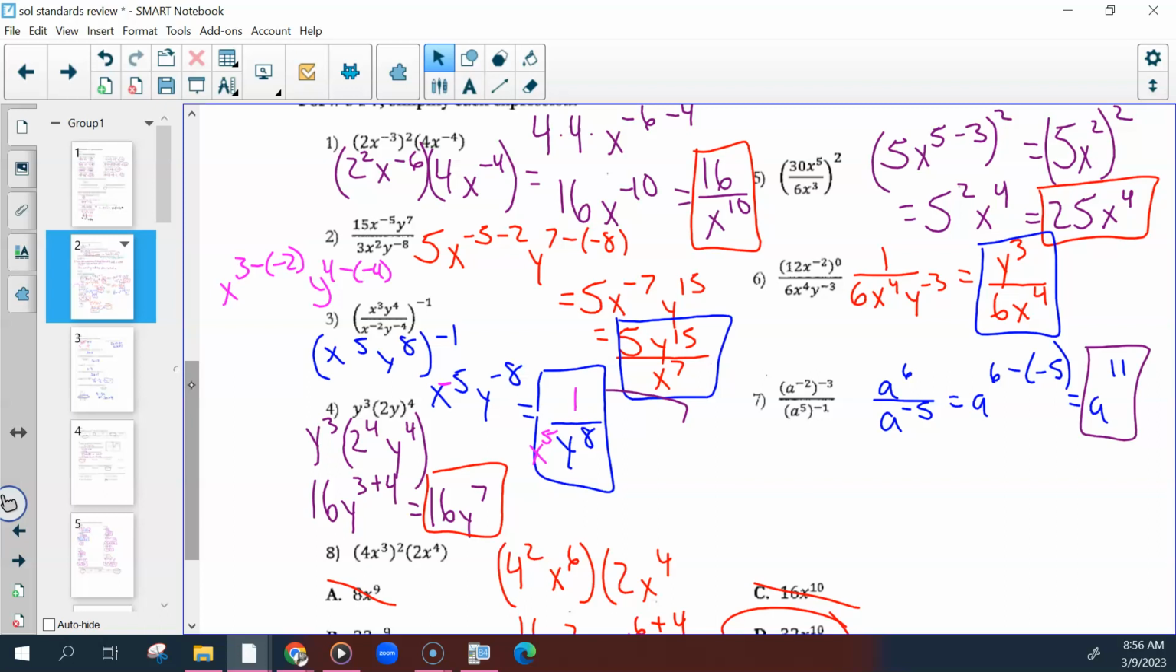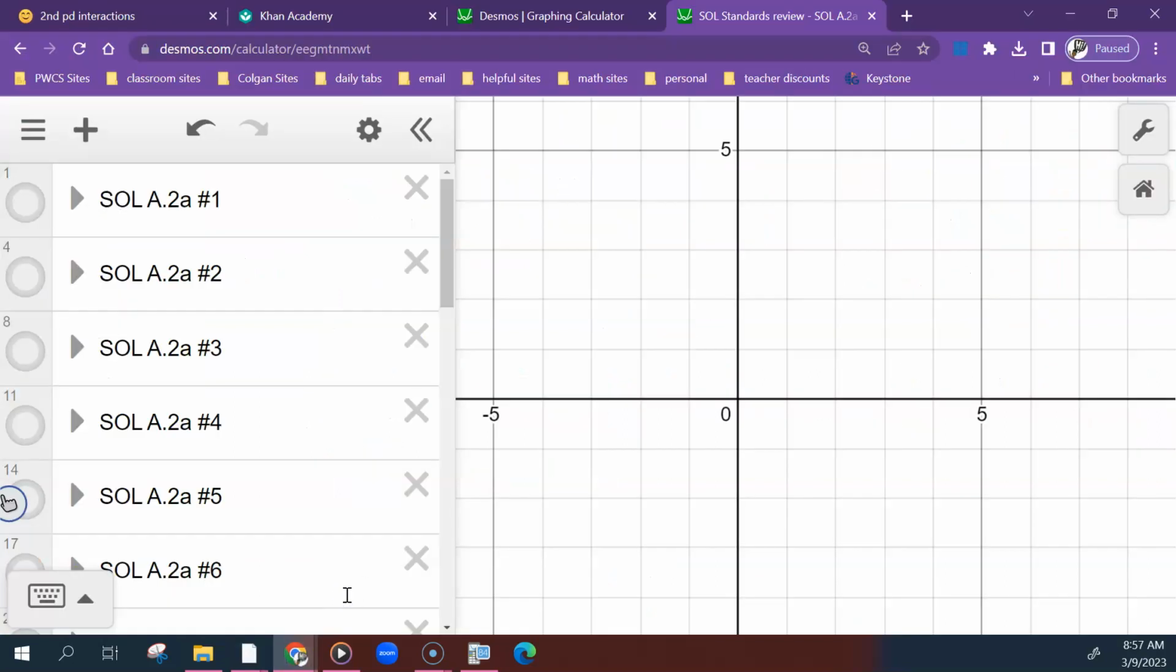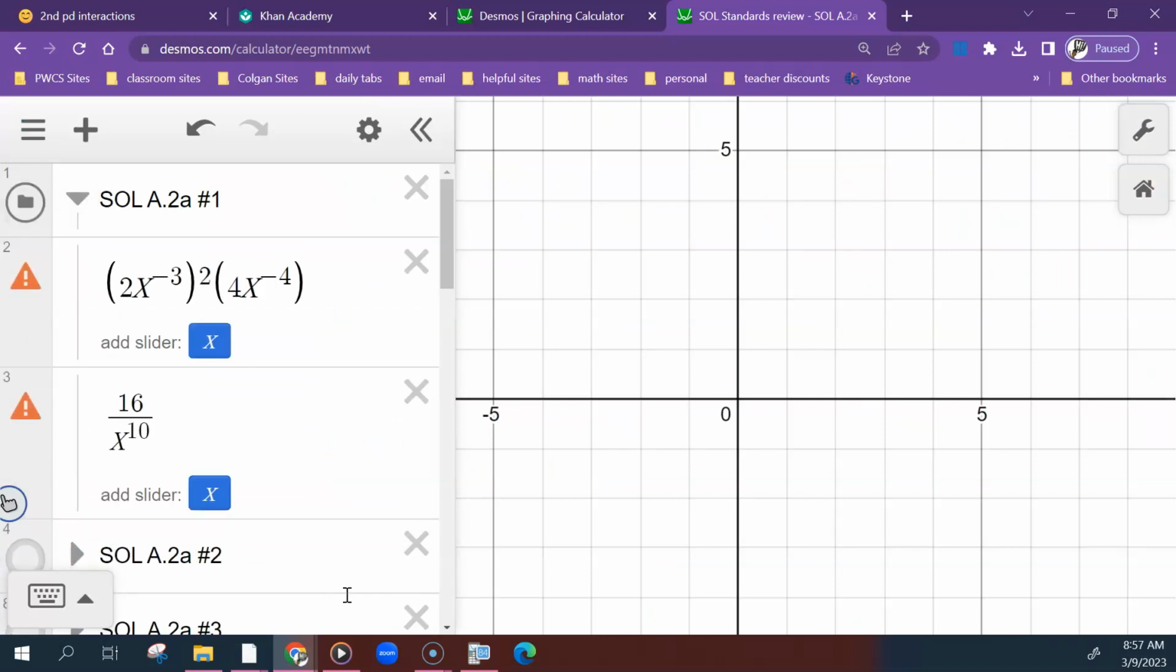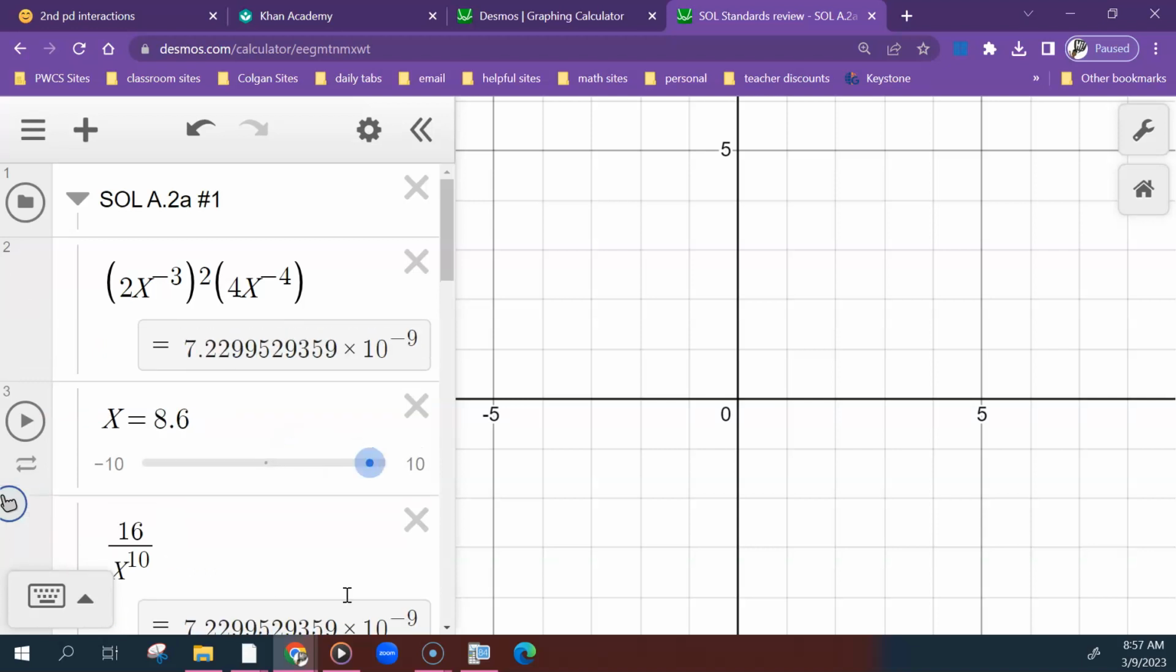So I'm going to show you how you can do these in Desmos, and you can go back to this recording to try these out on your own if you don't have it up right now. So one, I'm going to show you that I typed in the original expression, but I made the variables capitalized. There's a reason for that. Then I typed in the final answer that I got. It's going to ask you, do you want to add a slider? So if you do that, and you move it, these two numbers should be the same. If they're not, something's wrong.